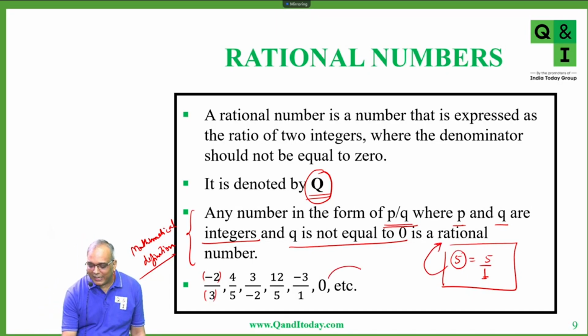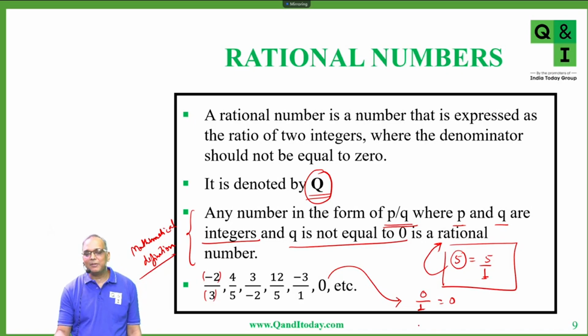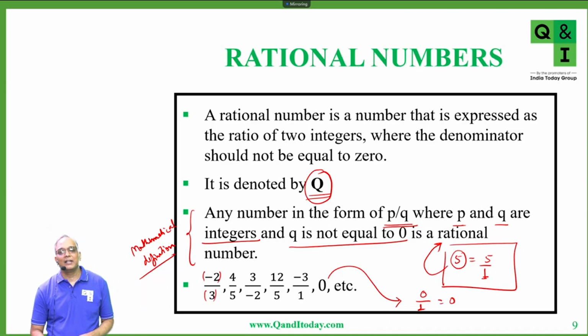Similarly, 0 can also be said to be a rational number because 0 divided by anything is equal to 0 only. So 0 can be written as 0/1. So here this is P by Q, where P and Q are integers and Q is not equal to 0.